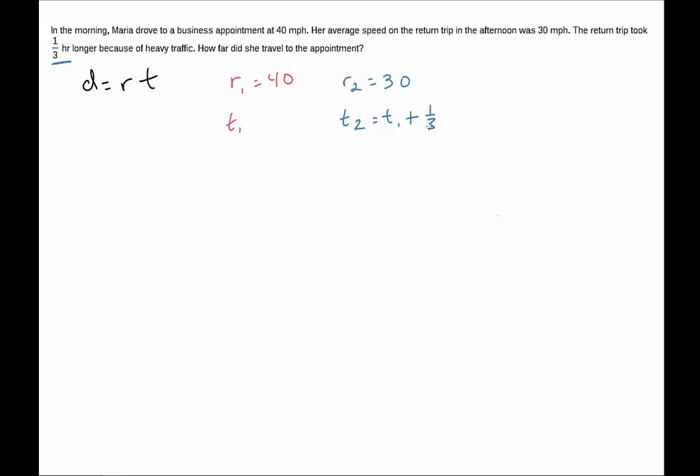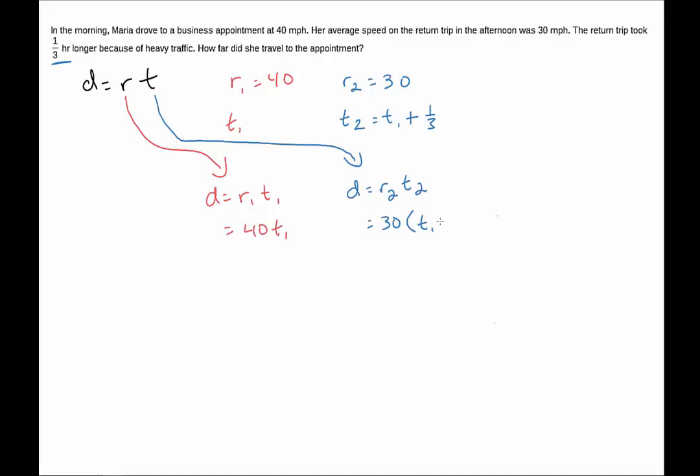I have to figure out some way of relating it together. So I'm going to go ahead and plug both of these into the formula, D equals RT. Then I'll go ahead and clean things up a little bit. Now, I have two equations, and I know that D is the same in both of them, but what I'm really concerned about is finding out what D equals.